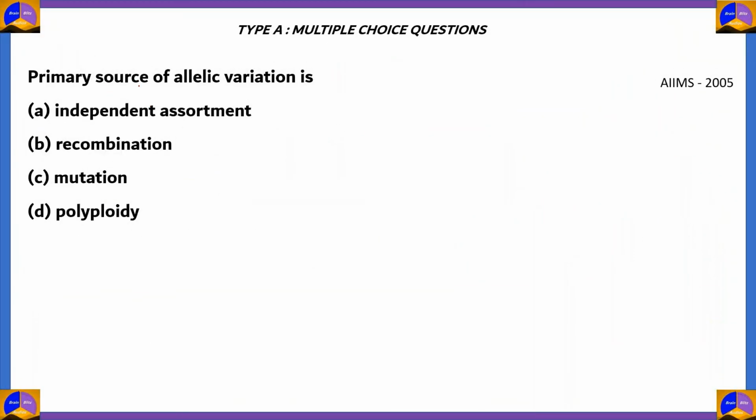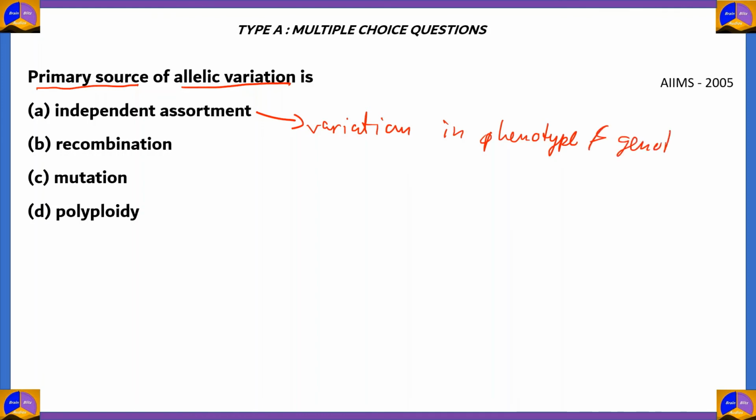Let's look at our final question. Primary source of allelic variation is A, independent assortment, B, recombination, C, mutation, and D, polyploidy. Independent assortment is the variation in phenotype and genotype, which is a result of combination of alleles.